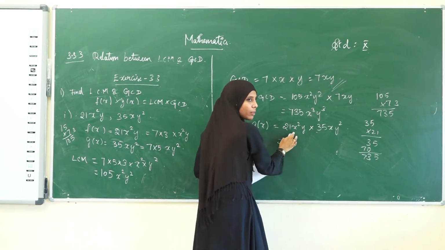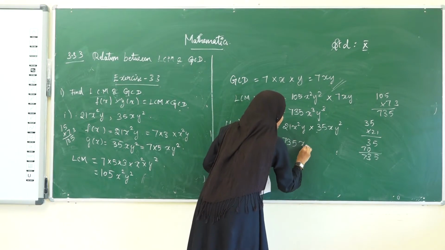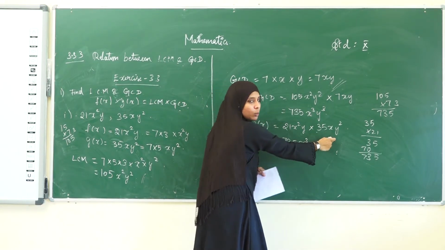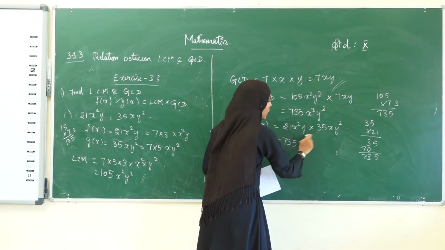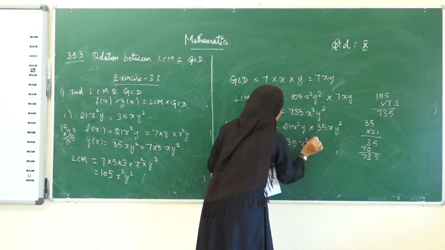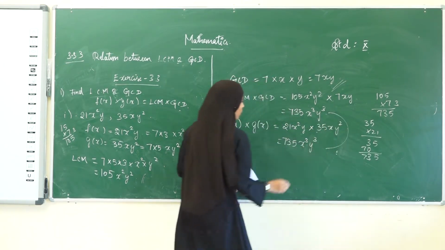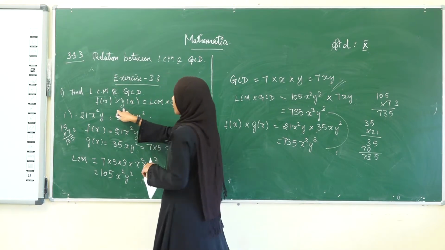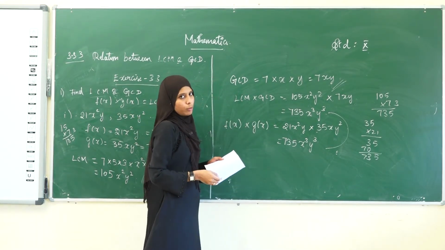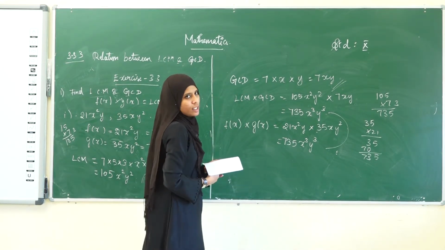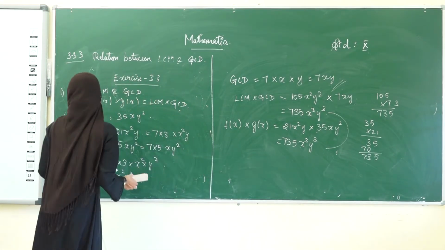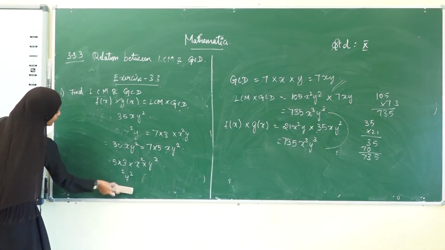Multiplying the x term, here we have x square and here we have x, that is x cube. Here we have only y, and here we have y square. Y into y square is y cube. See this? Therefore we have proved this term, f of x into g of x is equal to LCM of f of x comma g of x into GCD of f of x comma g of x. This is the first subdivision.